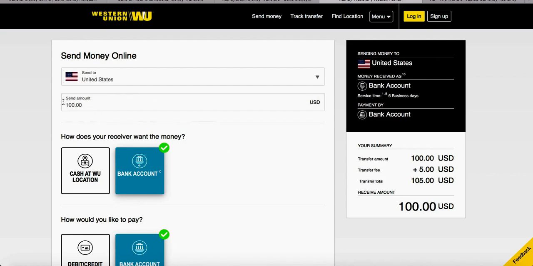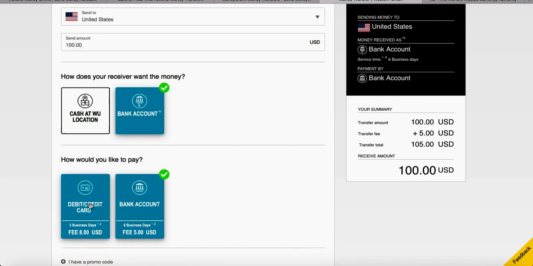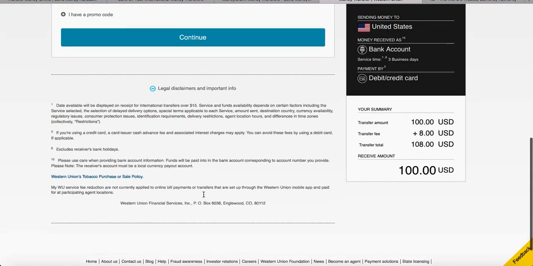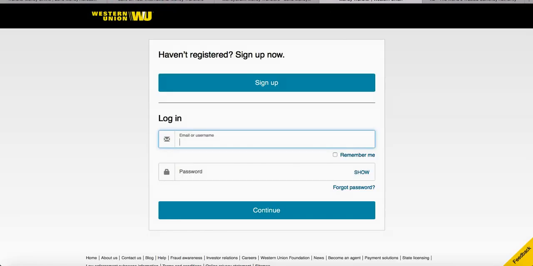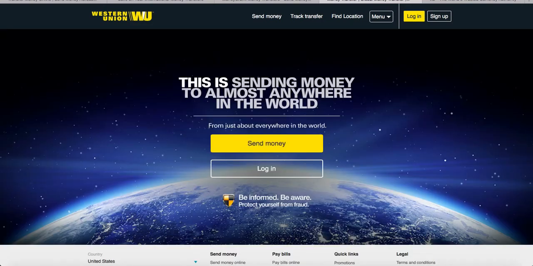For example, I picked $100, so I'm sending $100 and I want to transfer it to euros. It's going to charge you some fees depending on what you want to use. You can do cash, or if you go to a local location you can use a bank account and they can withdraw from your bank account. You can use a credit card as well, but there are a little bit of additional fees for the credit card. If we continue, they might ask us to log in, but we just want to do a trial where we can see what it is worth. We're going to hit send money.